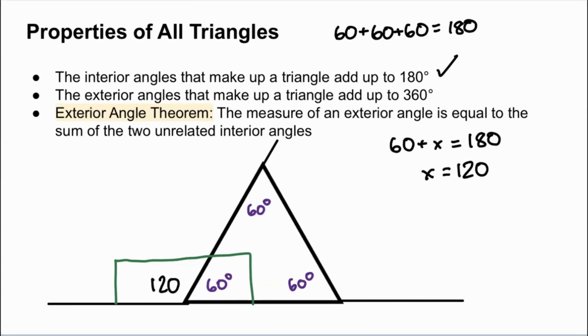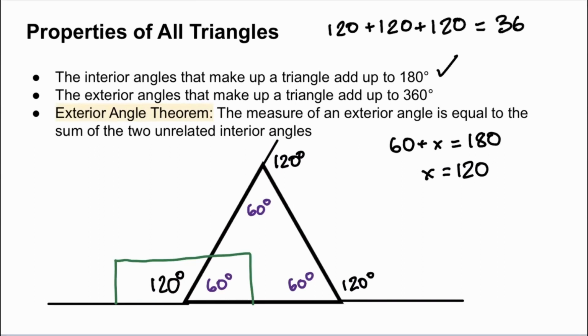And because all of the interior angles are the same, the exterior angles will also be the same. So this will be a 120-degree angle, and this is also 120 degrees. And now we're going to check what the second bullet point says. It says that all of the exterior angles that make up a triangle add up to 360. So if we check that really quickly, we have 120 plus 120 plus 120, and we get 360, just as the bullet point says. And again, this will prove true for any triangle that exists.